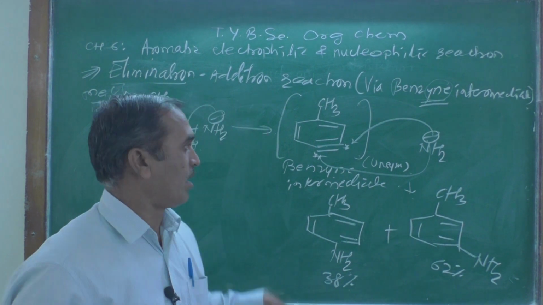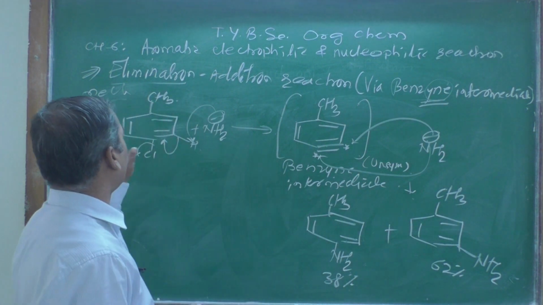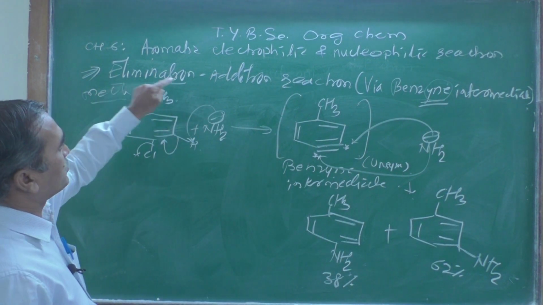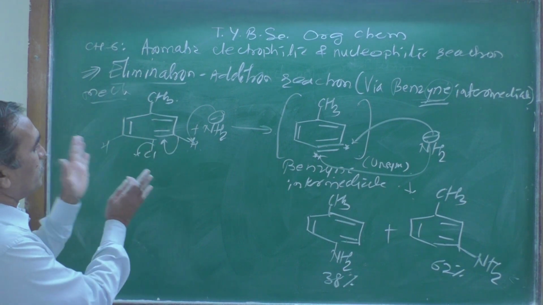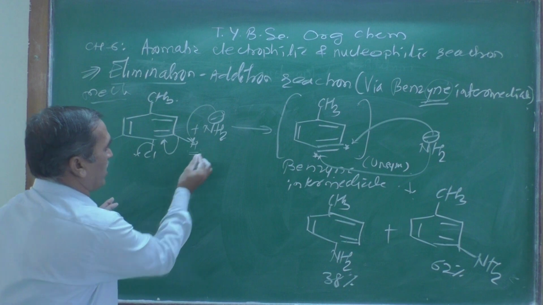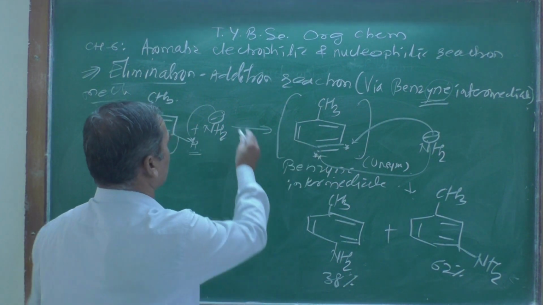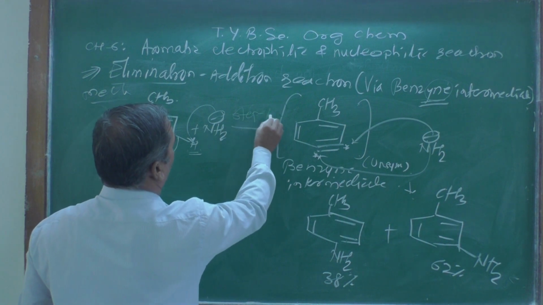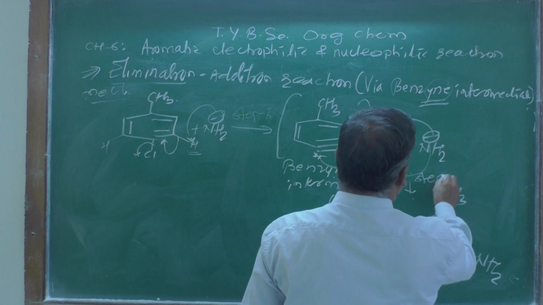So there are two types of mechanism involved here. Two-step elimination, addition reaction. Why elimination? In the first step, elimination of the hydrogen from this side, and we are getting the formation of the benzyne. So this is step number one that occurs over there, and then attack of the nucleophile. This is step number two.